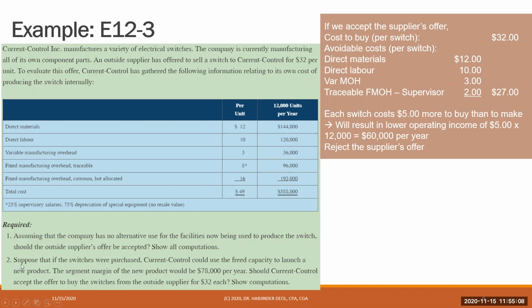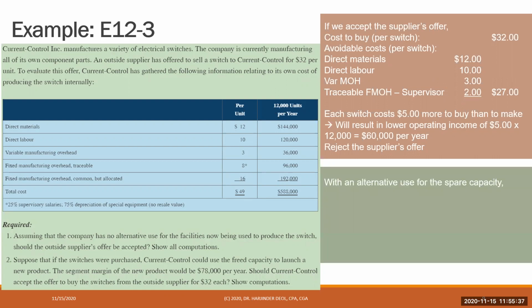Now in part 2, we're told, suppose that if the switches were purchased, current control could use the freed capacity to launch a new product. So now this becomes interesting because we have an alternative use of the freed up capacity. The segment margin of the new product would be $78,000 a year. Should current control accept the offer to buy the switches from the outside supplier each?